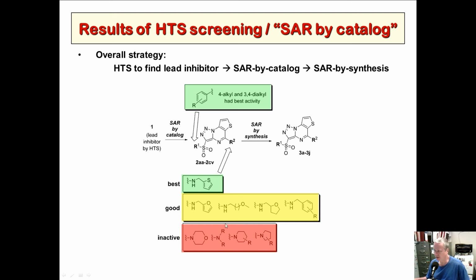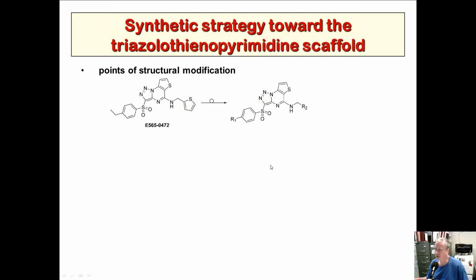Okay, so then, given all this, we started making analogs, and that's what we do in our lab: we synthesize things. So we did SAR by synthesis. SAR means structure-activity relationship. This is basically the effect of the structure on biological activity. This shows our synthetic approach. What we hope to do is take the lead molecule and have variations at the R1 position and the R2 position and see what those effects might be.